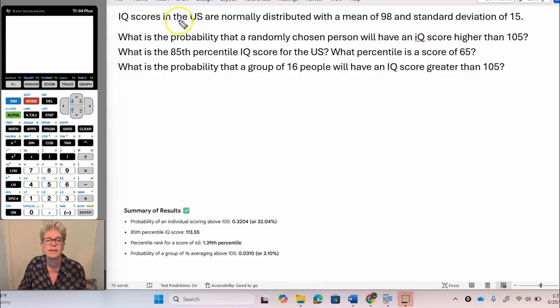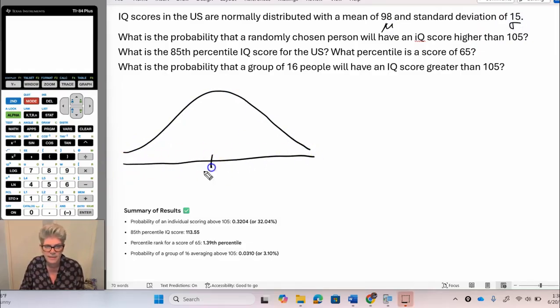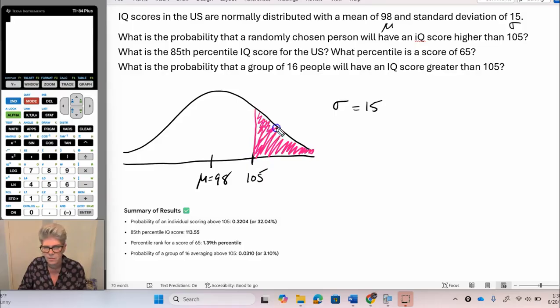Okay, so in the U.S., IQ scores are normally distributed with a mean of 98 and a standard deviation of 15. So I have a normal distribution, and the mean is 98, and the standard deviation is 15. What is the probability that a randomly chosen person will have an IQ score higher than 105? So 105 is somewhere to the right of 98. And so the answer is going to be this area off to the right. Once, of course, it's converted to a z-score and I get the area for a standard normal distribution, but that's going to be my probability.